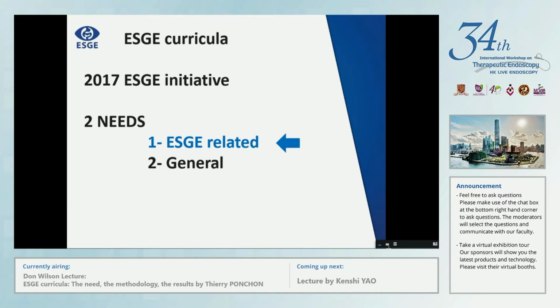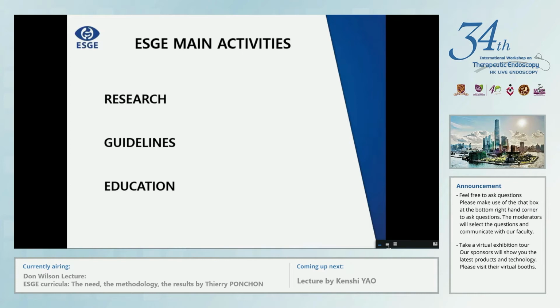And initially, my colleagues were maybe a little surprised, but at least interested. And in fact, there were two needs, and still two needs. The first one is related to the European Society of Gastrointestinal Endoscopy, and now you will understand why. And the second one is a more general need.